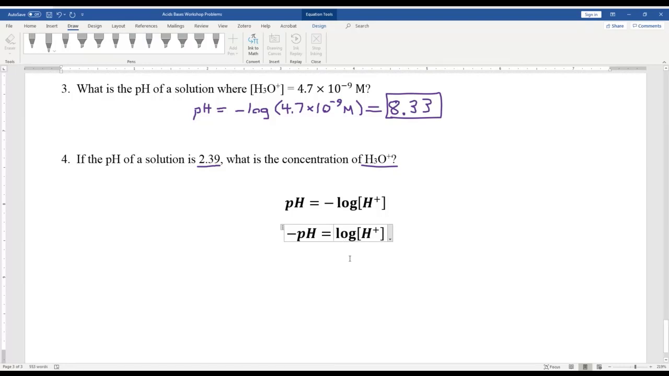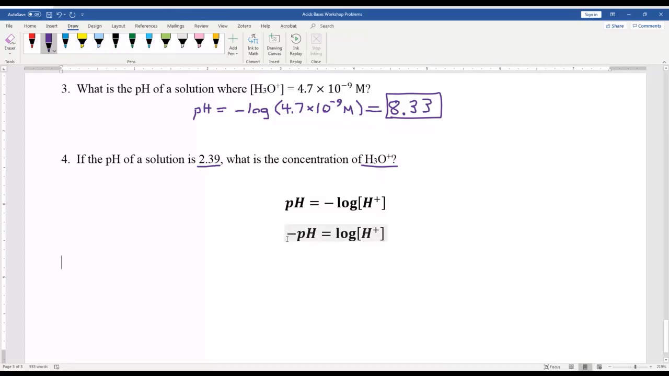The second step is: logarithms are very interesting. A logarithm tells you the power of something. This particular log is a base 10 logarithm. What that means is that if I want to undo this logarithm, if I want to get rid of this log, I have to raise both sides 10 to the power. So this is what that looks like.